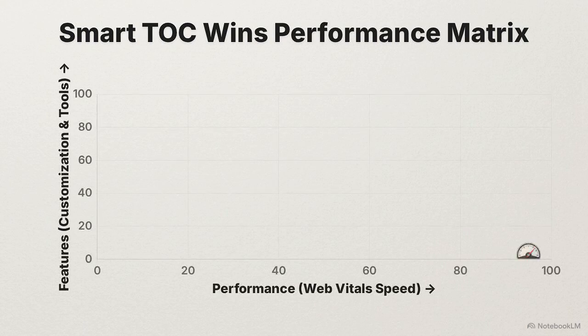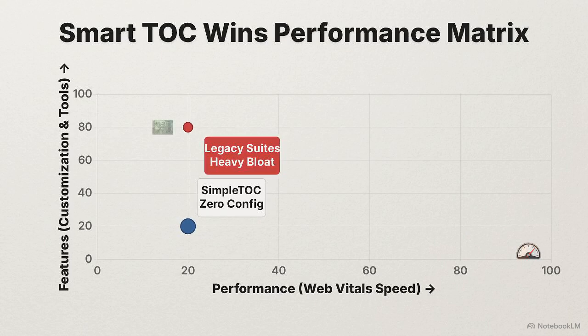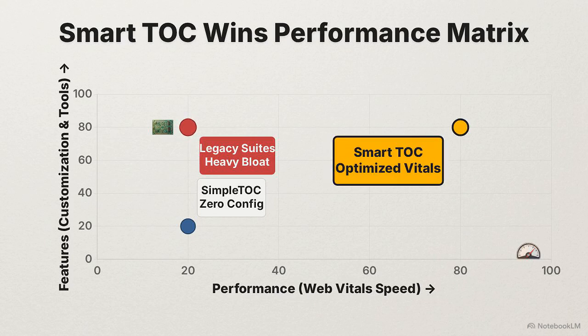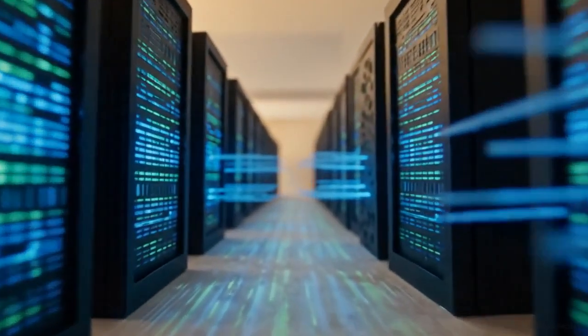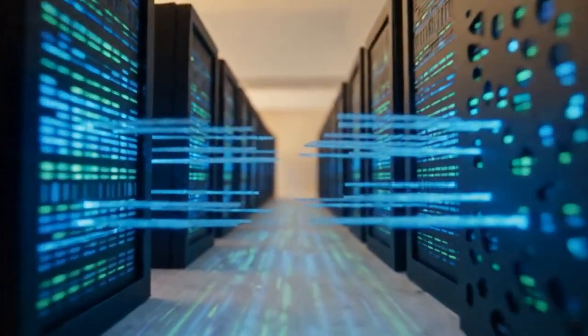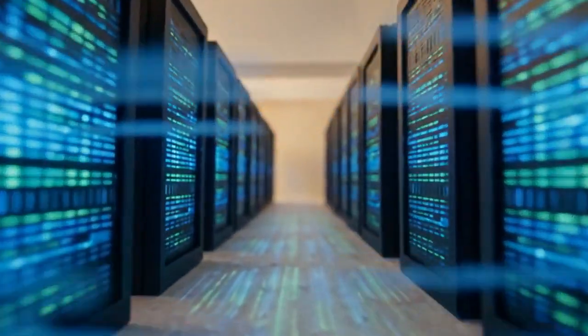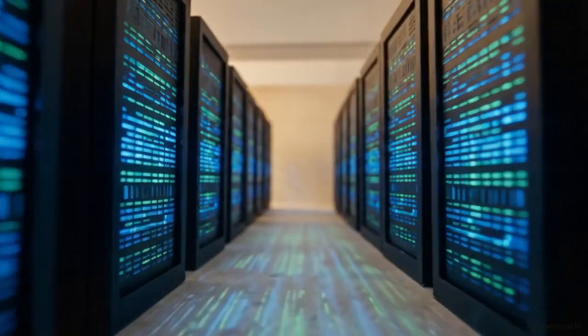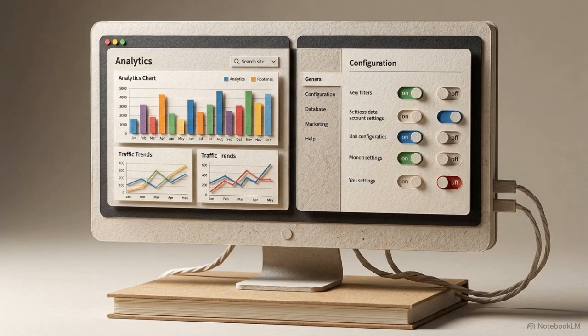The bottom left, Simple TOC, is for beginners needing zero configuration. The top left covers legacy suites, bringing deep compatibility but heavy performance bloat. The top right, SmartTOC, is for high-traffic sites requiring optimized web vitals and deep features. These hybrid architectures are the optimal use case for massive documentation hubs and affiliate blogs that are reliant on securing SERP features. Plugin selection is an architectural decision based on data, not a marketing choice.